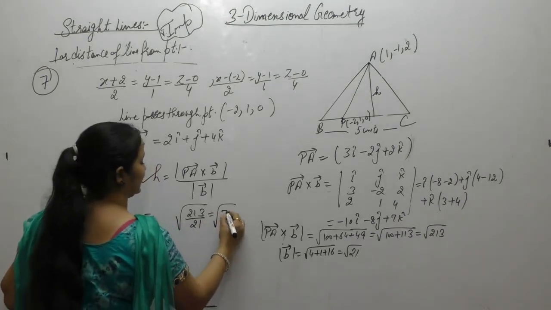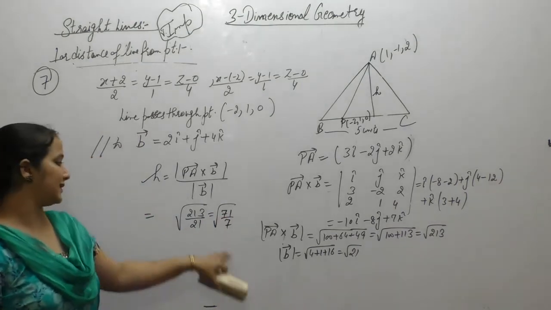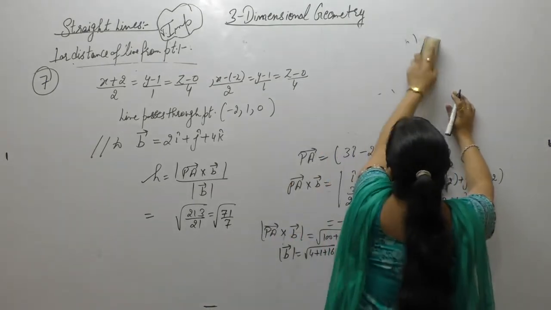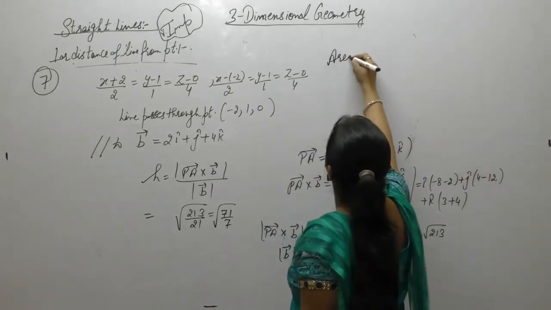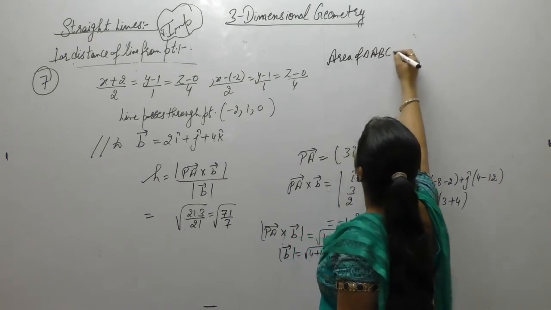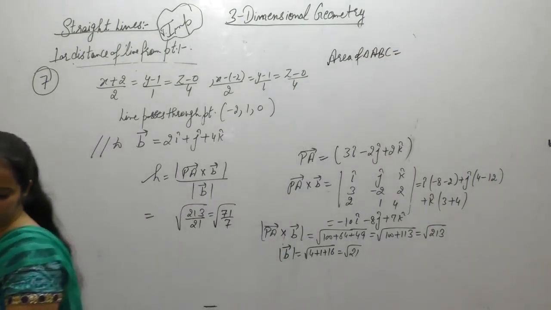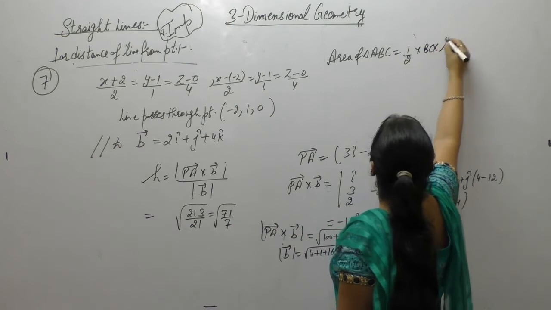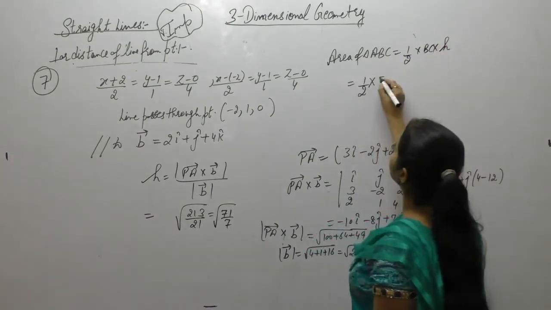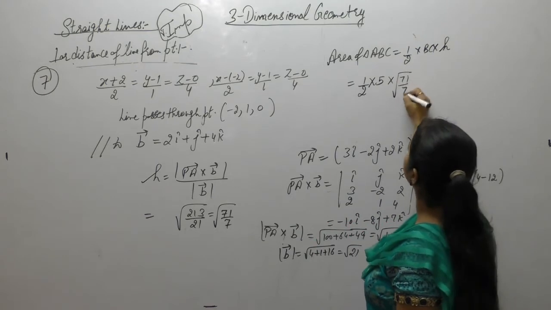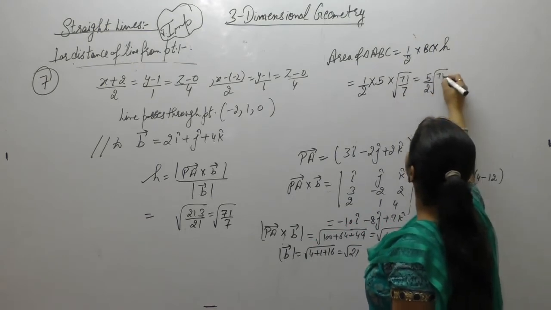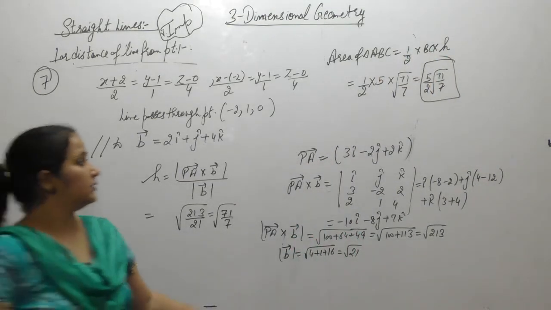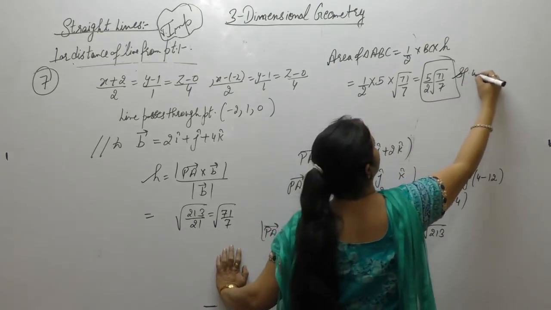3 will cancel out, 3 sevens. So 71 upon 7 square root. Now we want to find the area of triangle ABC. Area of a triangle is half base into height: 1/2 BC into h. The length of BC was given as 5 units. h is square root of 71 upon 7. So 5/2 into square root of 71 upon 7 square units. Since this is area, so square units.